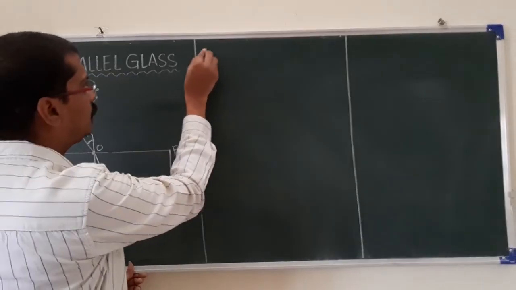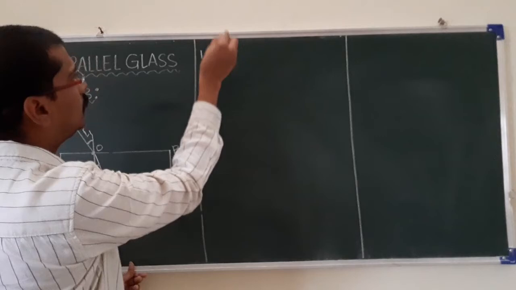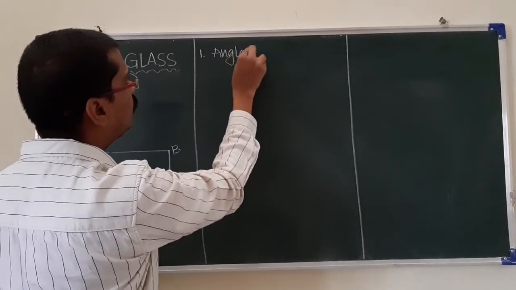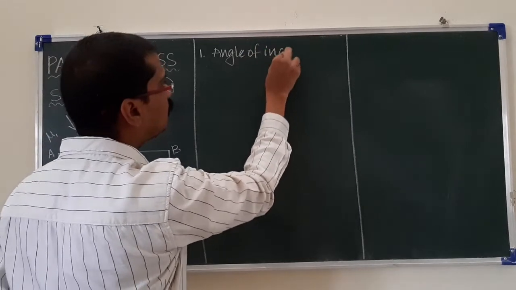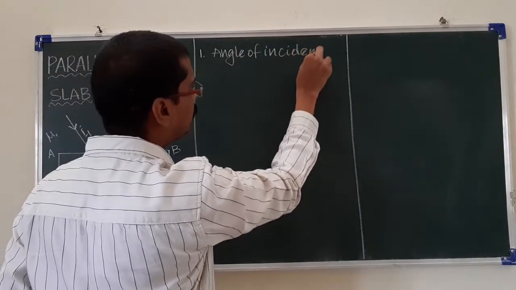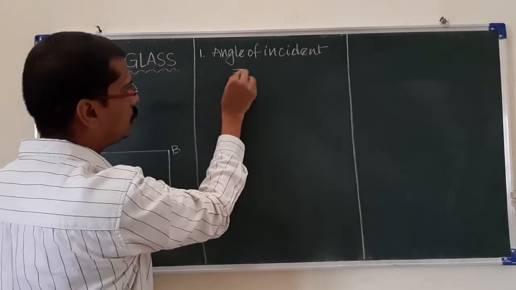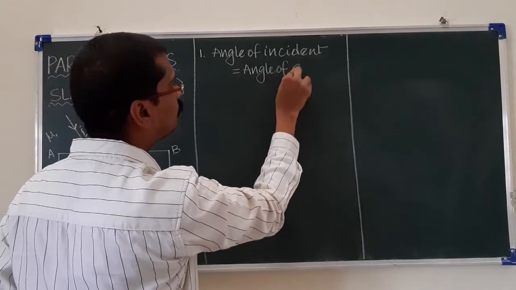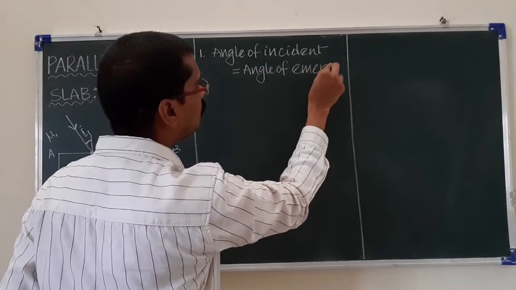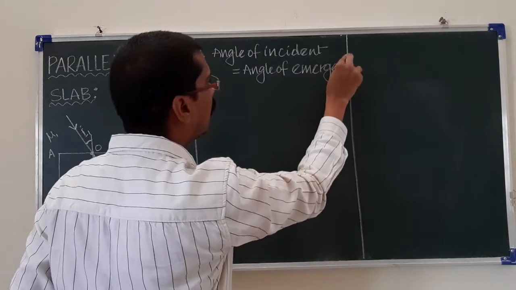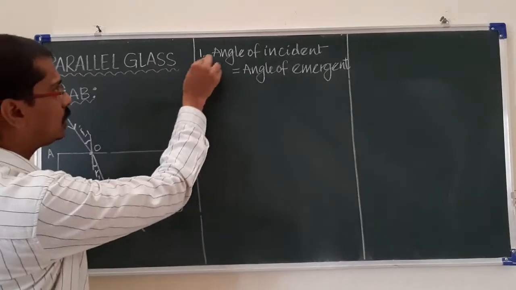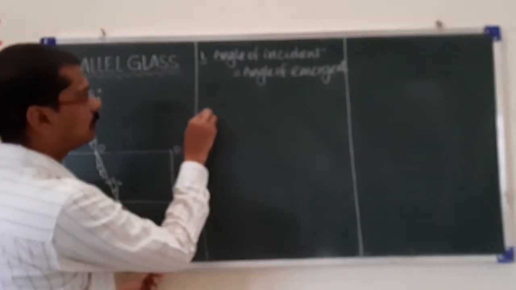To solve this, the first concept we have to find out: here, the angle of incidence is equal to the angle of emergence. Okay, we have to show this. If you want to show this part, what do we have to take? Applying Snell's law.